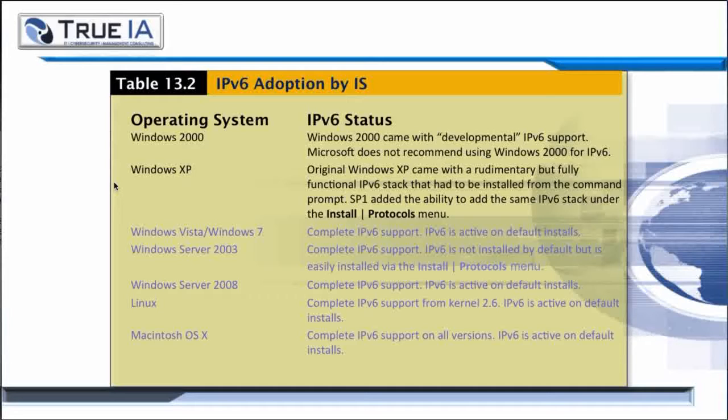The Network Plus examination expects you to be familiar with these operating systems.